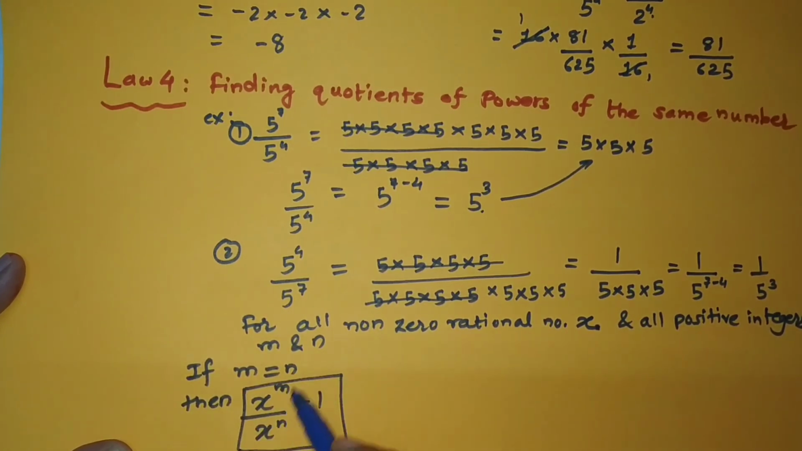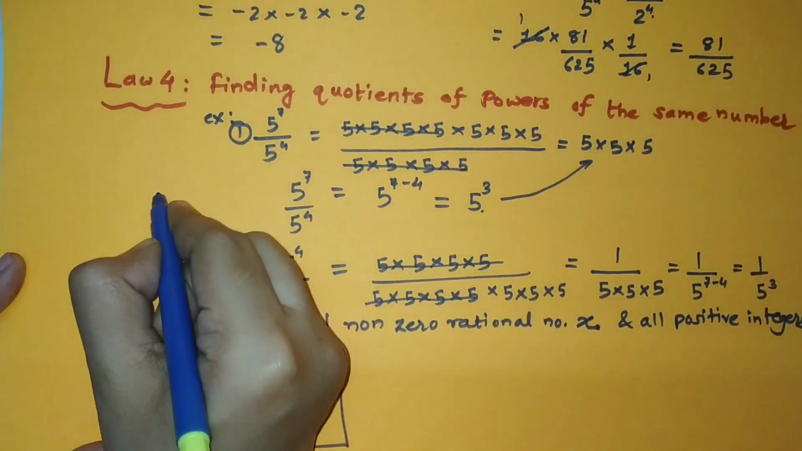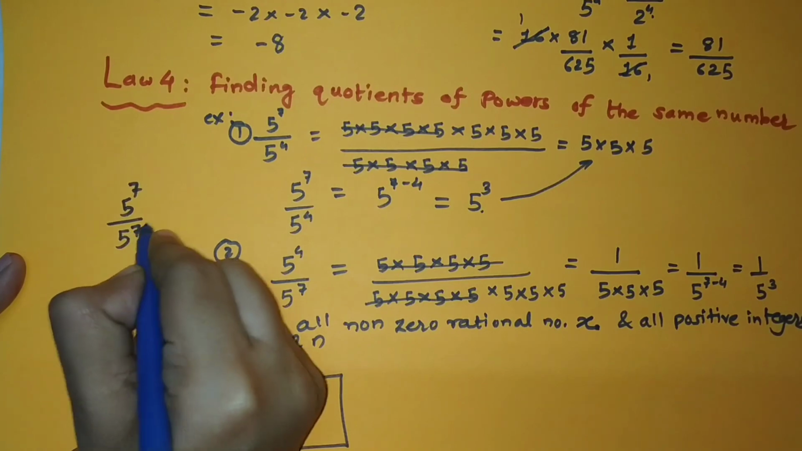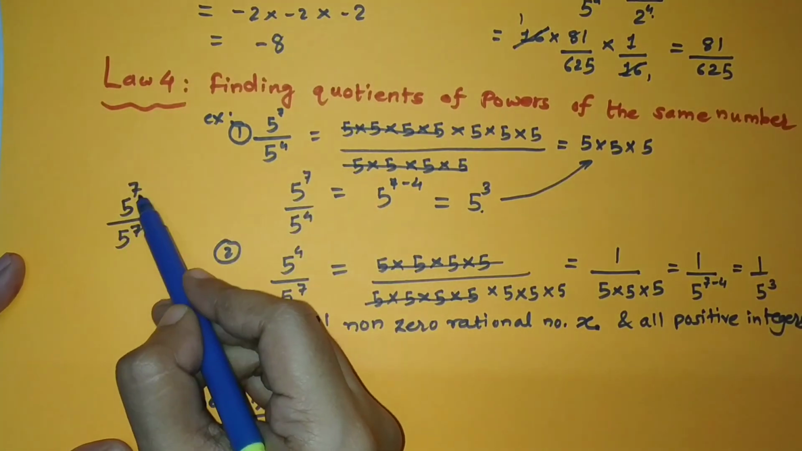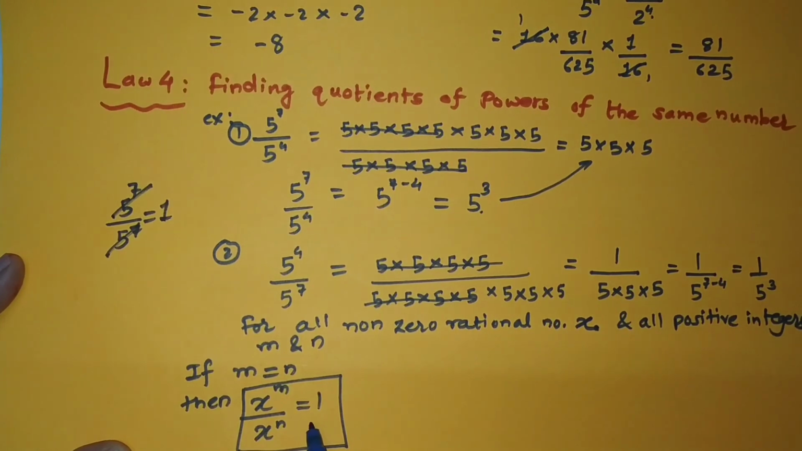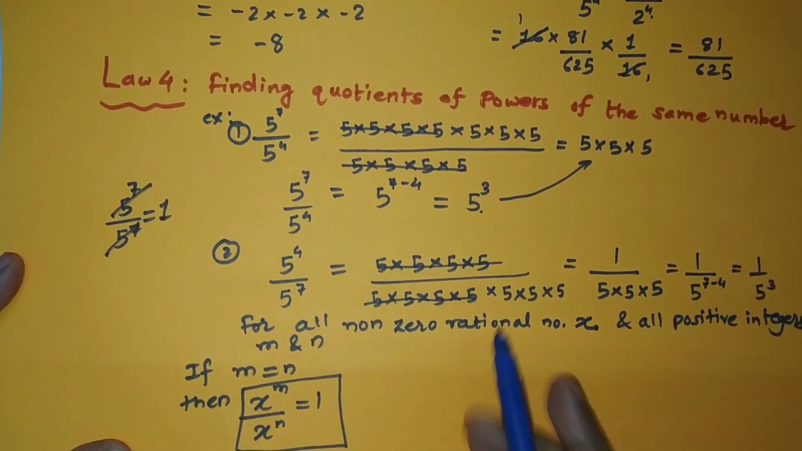If the powers are the same, like I will write here 5 to the power 7 divided by 5 to the power 7, so all 7 factors are going to cancel with all 7 factors. That means 1 will be the answer here. Understood? So m equal to n means the powers are the same in division, so you can cancel the same number and just 1 will be left.